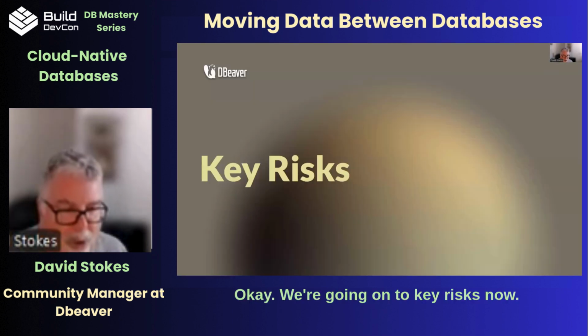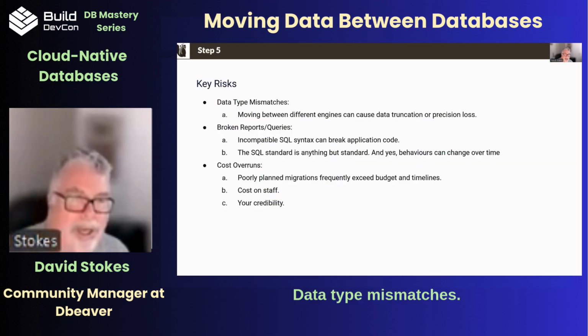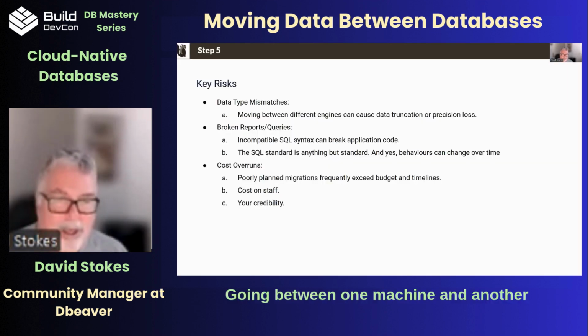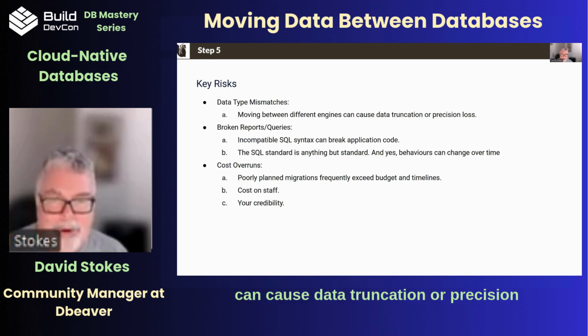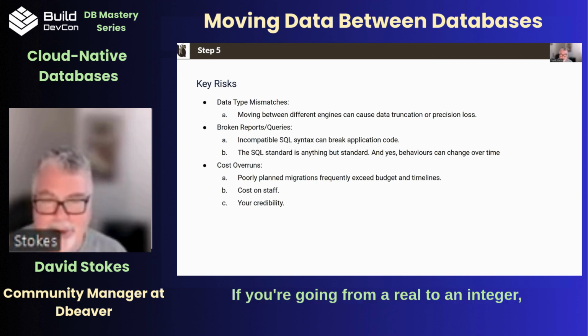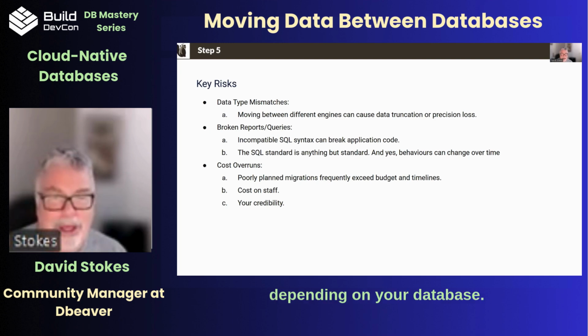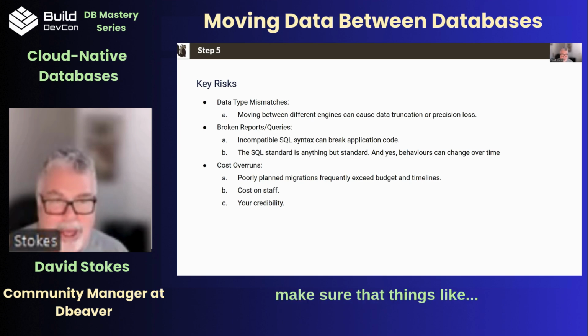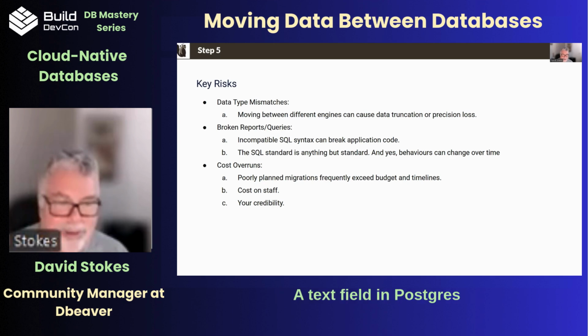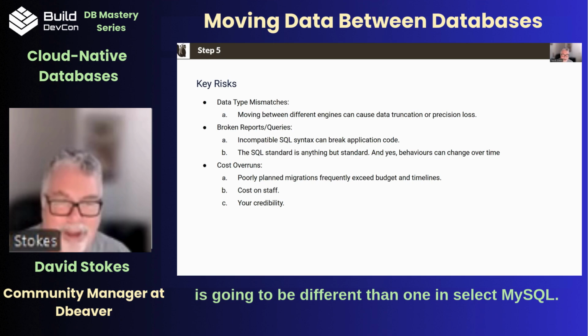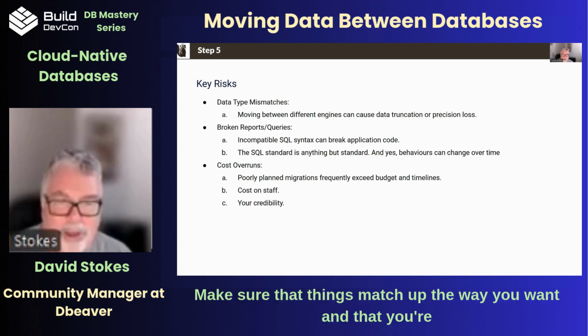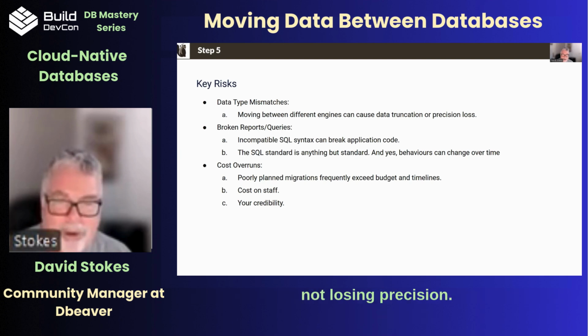Okay, we're going on to key risks now. Data type mismatches. Going between one machine and another can cause data truncation or precision loss. If you're going from a real to an integer, expect some of this, depending on your database. Also, make sure that things like a text field in Postgres is going to be different than one in, say, MySQL. Make sure that things match up the way you want and that you're not losing precision.